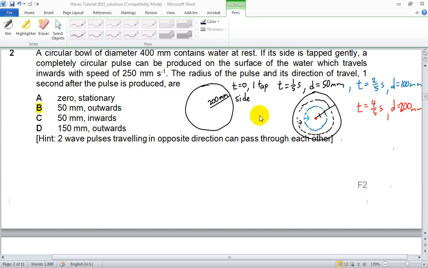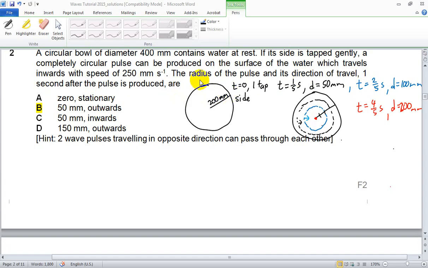Okay, let's try and have a look at this question. We have a circular bowl of a certain diameter, 400 millimeters, containing water at rest. If the side is tapped gently, a completely circular pulse can be produced on the surface of the water, which travels inwards with a speed of 250 millimeters per second. The radius of the pulse and direction of travel 1 second after the pulse is produced are?